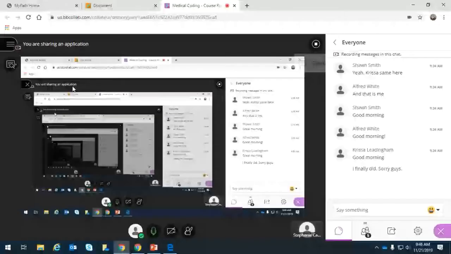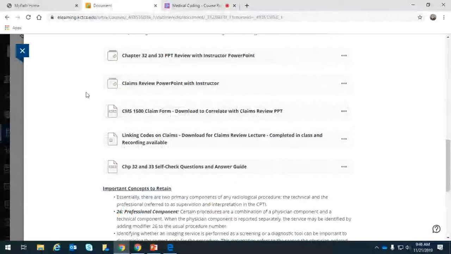All right, moving on with our claims exercise. We're in the week 14 lesson plan, and this is our file, linking codes on claims. Download this.